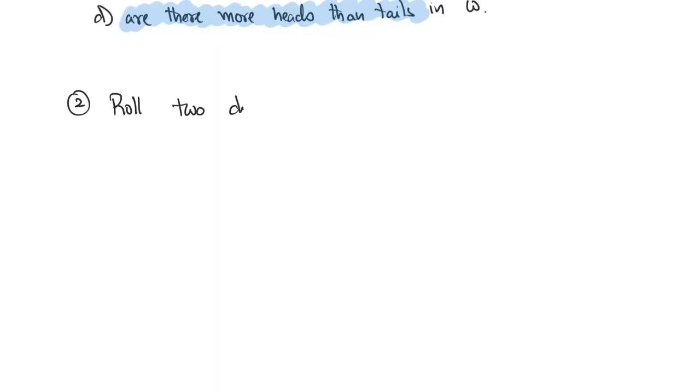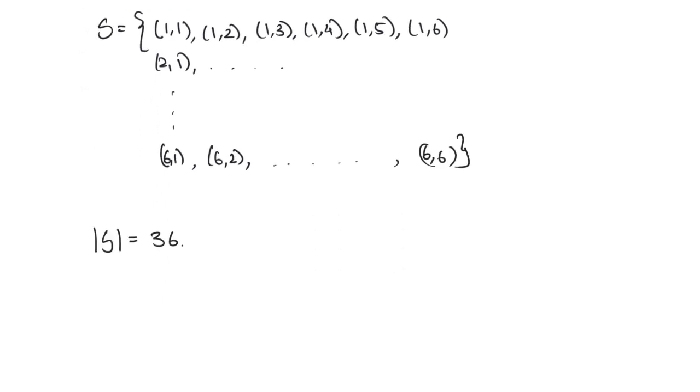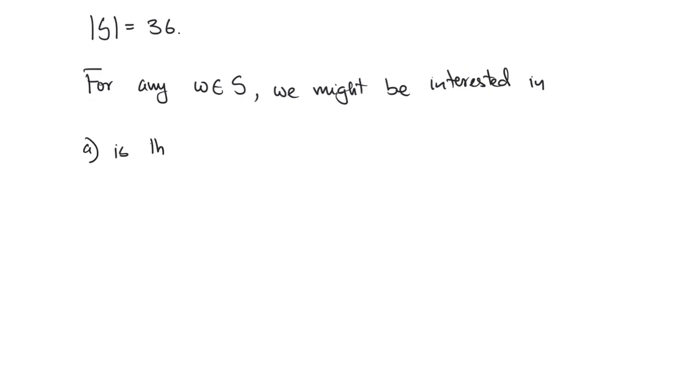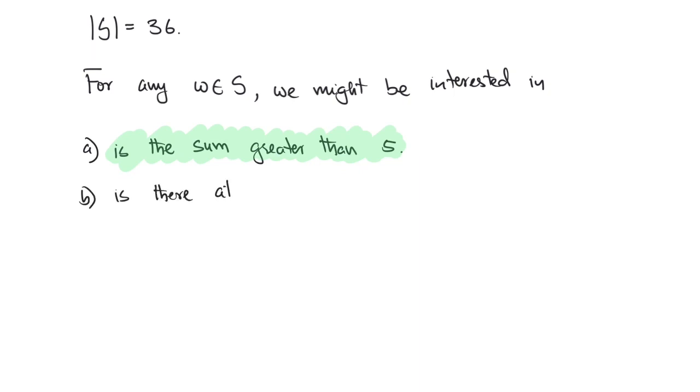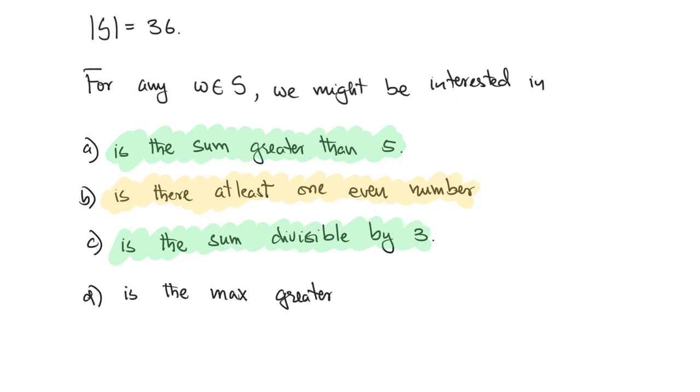Another experiment could be rolling two dice. The sample space for this experiment is pairs of numbers x comma y, where both x and y range from 1 through 6. The sample space is listed out here and it is of size 36. Then, for any outcome inside this sample space, we might be interested in questions of the form, is the sum greater than 5? Or is there at least one even number in the pair of numbers that we have chosen? Is the sum divisible by 3? Or is the max of the two numbers greater than 4?